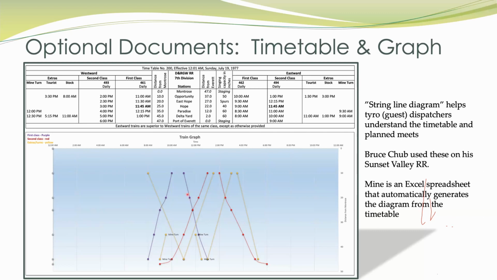By the way, it's worth saying that Burr's Denver and Rio Grande 7th Division, the extension from Montrose to Everett in the state of Washington, was never actually built, just in case you're confused about that.